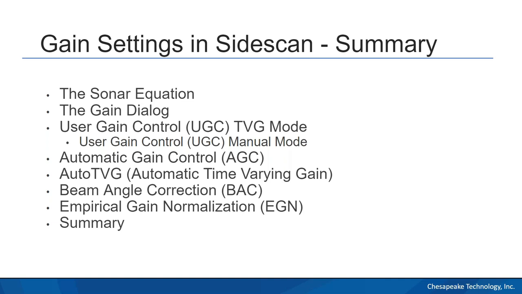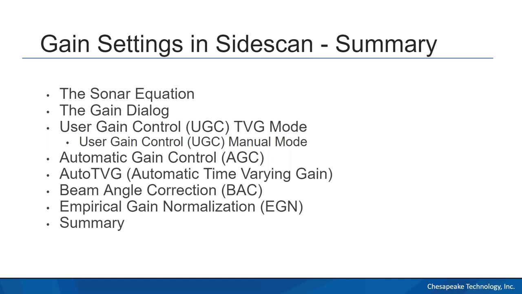Can I apply a low frequency filter for sidescan to reduce the noise? There is a D-stripe filter that was designed for that purpose. I didn't have time to talk about the filters today. Can I do the same procedure for backscatter data for multibeam data? And the answer is yes. EGN and AGC have been implemented for multibeam.